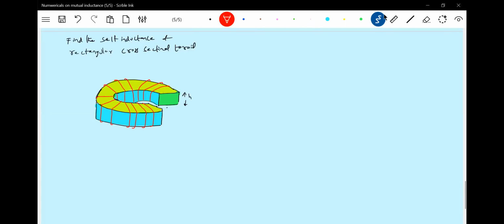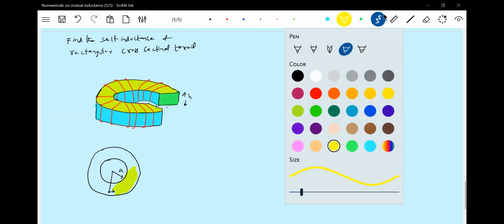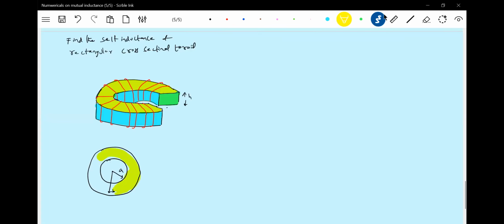Okay, no, this is the side view, of inner radius A and outer radius B. Okay, carry on. A small gap, we have to show it.